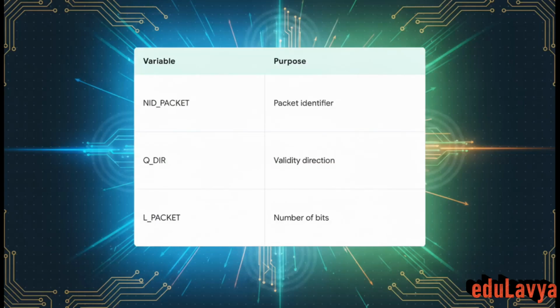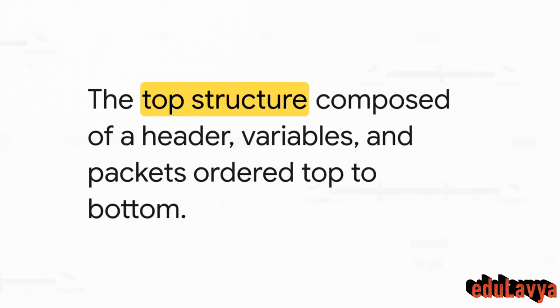Building up from there, we group multiple variables into a defined internal structure called a packet. And every single packet leads with a critical header containing structural info. It dictates the NID_C packet, which is the unique identifier so the computer knows exactly what type of data is incoming. Then we have the Q_DIR, dictating the validity direction, like does this rule apply to trains moving in the nominal direction or in reverse? And finally, the L_PACKET strictly defines the total bit length of the packet, ensuring the system knows exactly when the phrase ends.